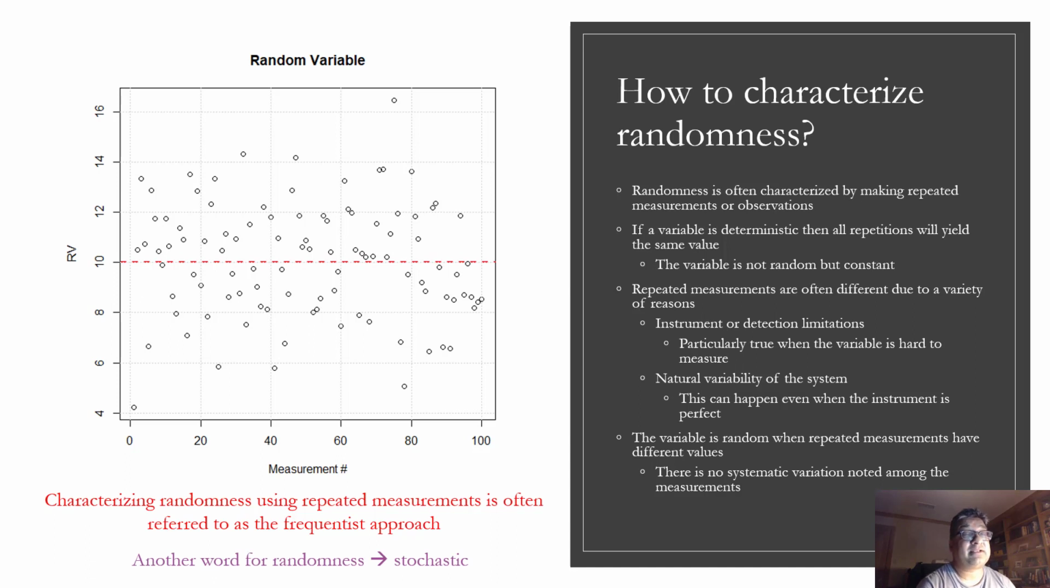If the variable is deterministic, then all repetitions will yield the same value. In that case, we don't have a random variable.